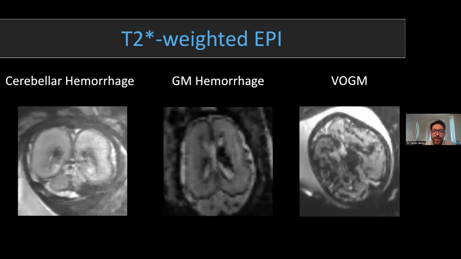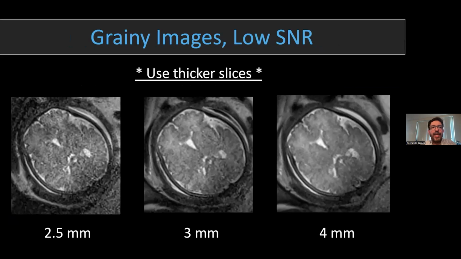The last of our basic sequences are T2 star images. Great for blood products. So look at the hemorrhage in the cerebellum, germinal matrix hemorrhage, and some congestion in a fetus with a vein of Galen malformation. I wanted to speak English rather than MRI for a couple of these. These are common problems that people encounter.